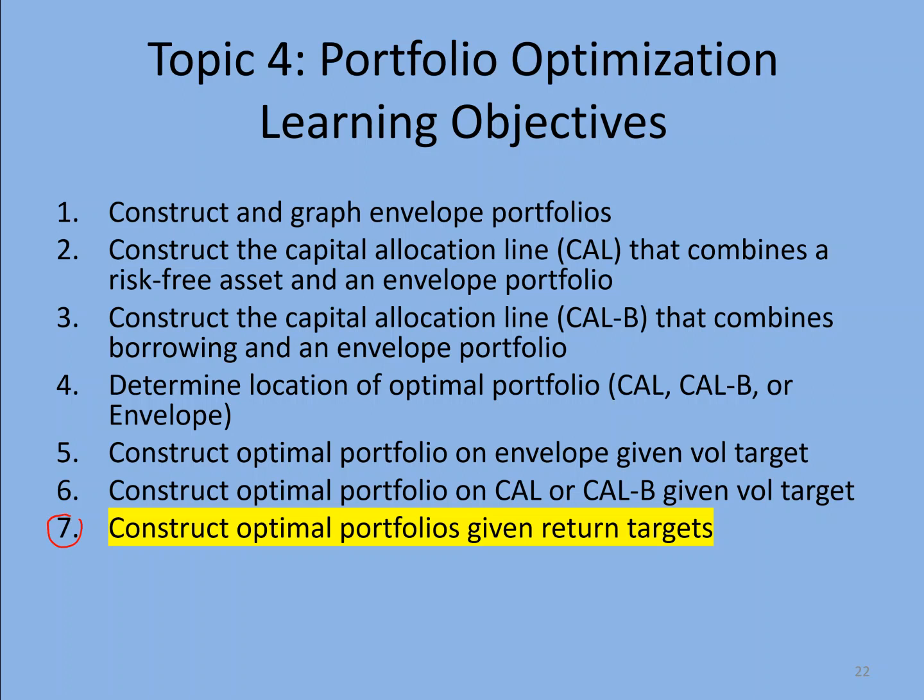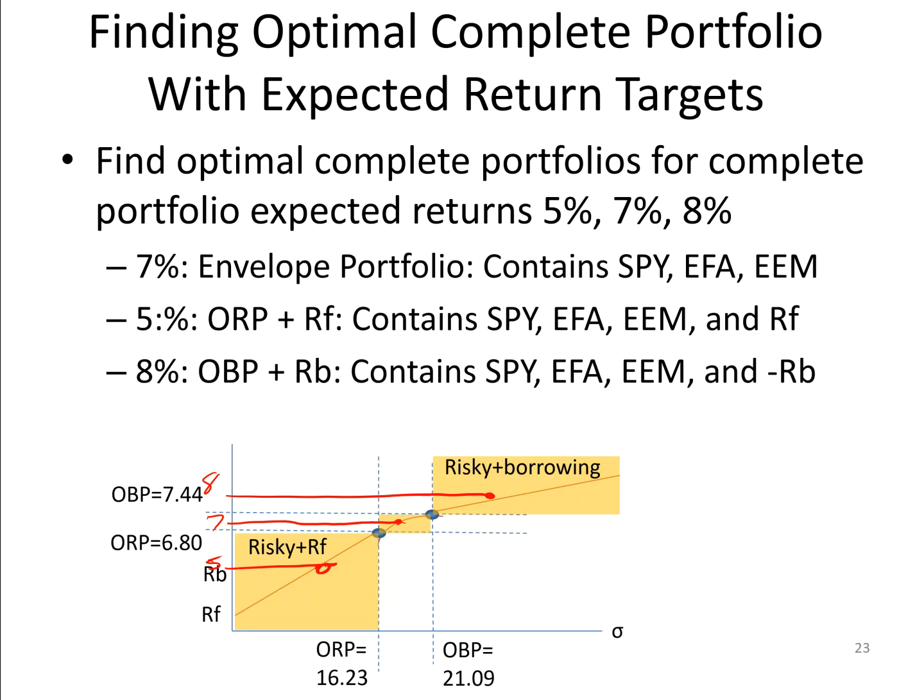So in this section, we're going to repeat the process of finding 3 portfolios, but instead of having vols of 9, 18, and 27, I'm going to specify return targets your client wants, and we're going to build optimal complete or combined portfolios. So I'm going to select expected returns of 7, 5, and 8%. Now the reason I chose those is I know that one of them is on the CAL, 5%, one of them is on the CAL-B, and one of them is on the envelope.